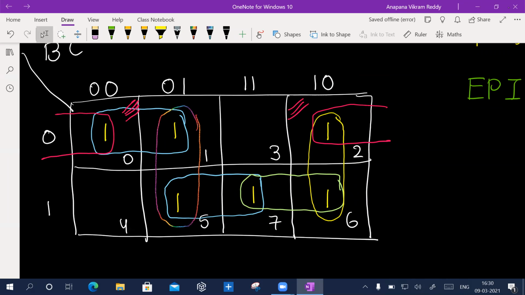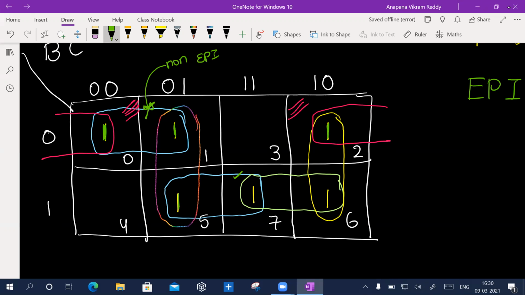First of all, I'll take this PI. In this PI, I have two ones, one here and again one here. Now this one is covered with this one of this PI, okay? And this one is covered with whom here? It is covered with this one. Yes or not? Yes, sir. So therefore, this is not our EPI. So this fellow is a non-EPI.